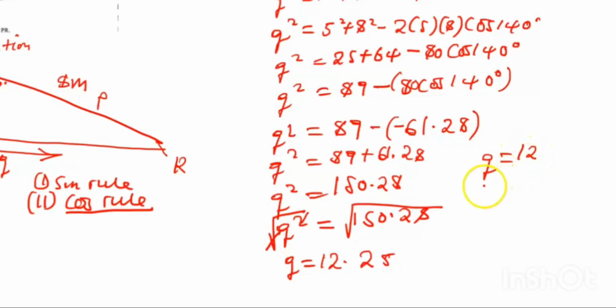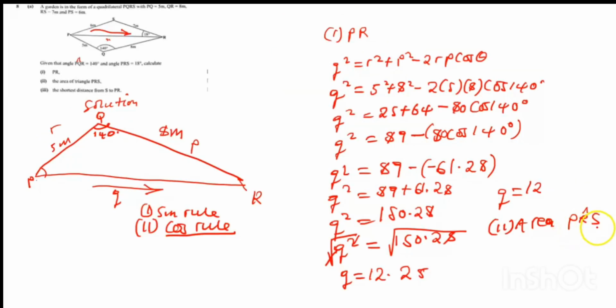Okay, so now let's move on to Roman numeral 2, to find the area of triangle PRS. Okay, so when you're finding the area of triangle PRS, that means here this R represents the angle and the two remaining letters represent the sides. So in which area it will be equal to.